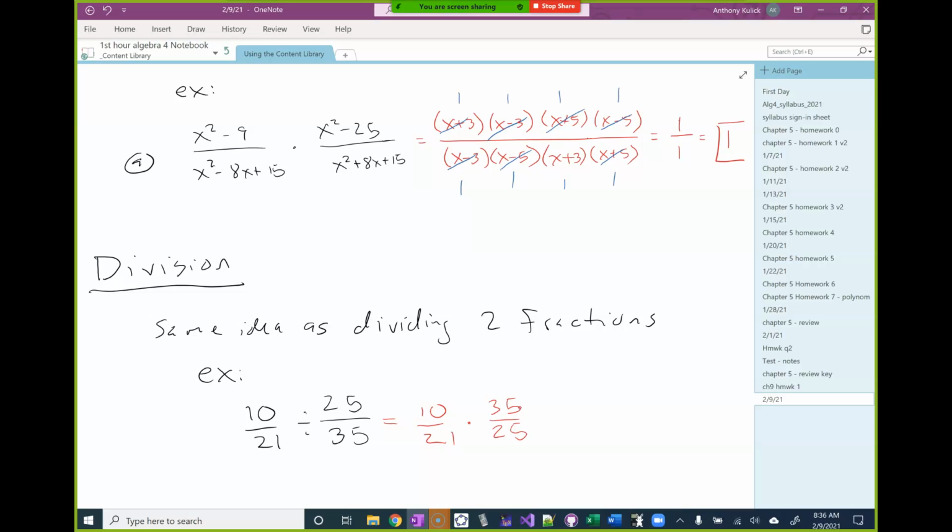And now it's just like the previous problem, right? So we'll write this in a factored form. And then we'll reduce. And our answer here would be 2/3, right?